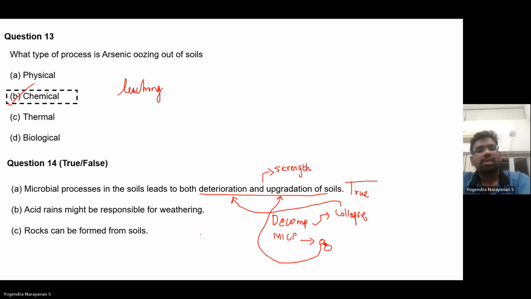Now B. Acid rains might be responsible for weathering. It is obvious that it leads to acidification of water, which might cause some changes in the soil minerals, or further might cause disintegration, which might react with rock minerals and subsequent disintegration. Hence, it is also true.